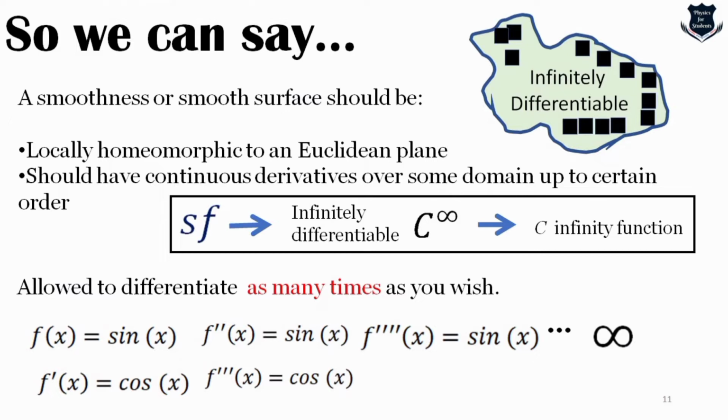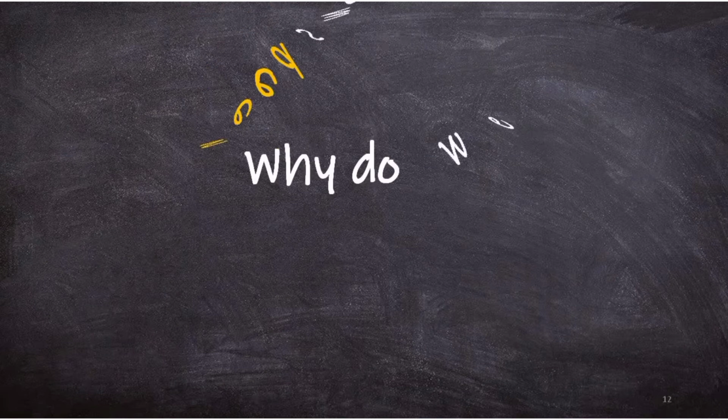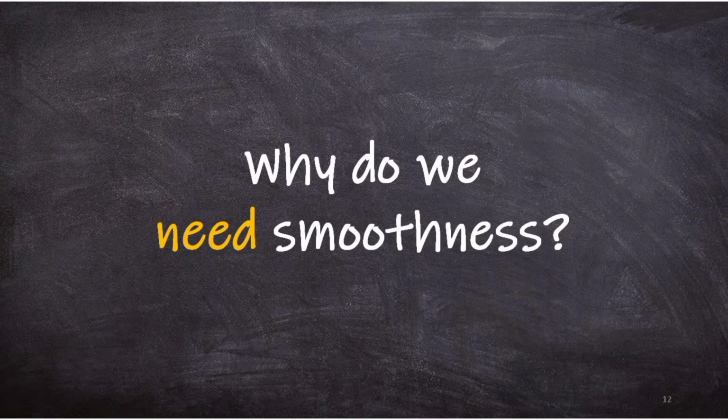Right on your screen there is a nice analogy. What we need to understand is why we need smoothness. That means if we do not have smoothness, what would be the problem? Let us quickly have a look at that.